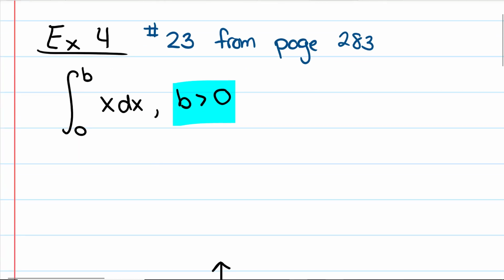So the first thing we want to do is break down this integral. And you notice that right here, this is our f of x. So our function then is f of x equal to x, which you know is a straight line. This is going to be our lower limit, and this is going to be our upper limit. And the dx right here tells us what we're integrating over. So we're integrating over the variable x.